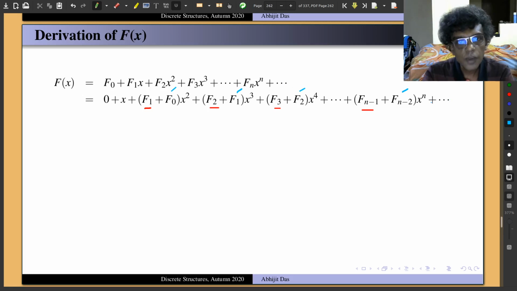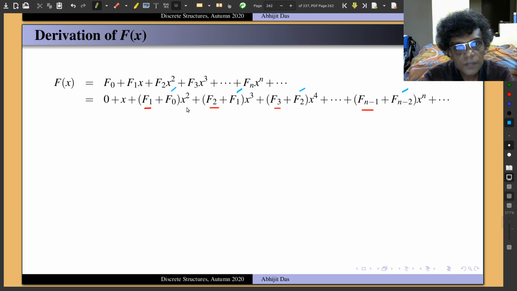So if I club together these things with an appropriate adjustment of this x, f1 x, f2 x square, f3 x cube, fn minus 1 xn minus 1. So if I take one x common from the first and x square common in the second, this sequence will once again surface. In the first case, of course, f0 is missing, so I can add and subtract f0 in order to complete that thing.